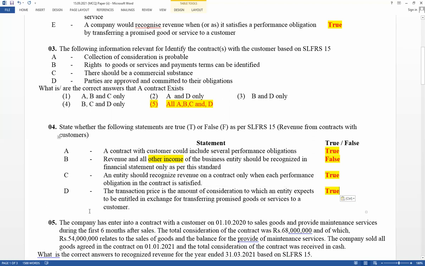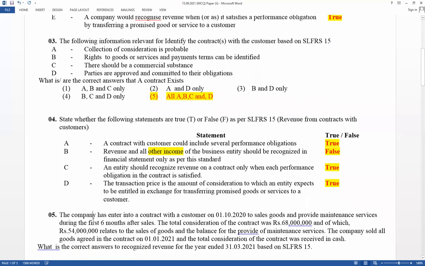Now think about question number 5 and 6. Understand these two calculations well, then SLFRS 15 will be clear. Revenue from contracts with customers. This is a new standard, specifically about how to recognize revenue from contracts with customers. Right. Question number 5.